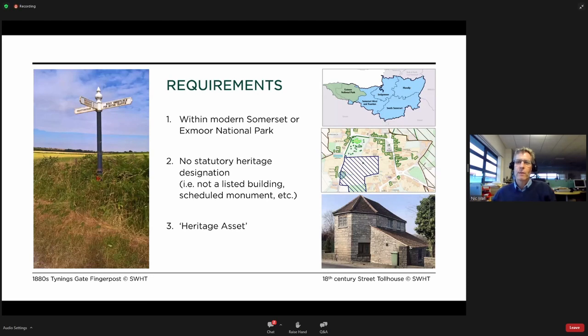The basic requirements for a nomination are threefold. Firstly, it's to be within the modern county of Somerset or within Exmoor National Park. Secondly, it must not be covered by a statutory heritage designation, for example, be a listed building or a scheduled monument. Thirdly, it needs to be a heritage asset. The term heritage asset is a modern phrase used to summarize the collection of historic features and places that make up our historic environment.